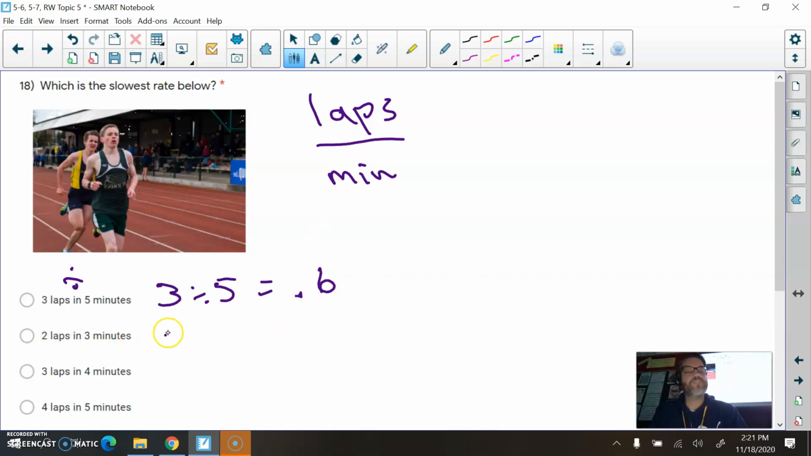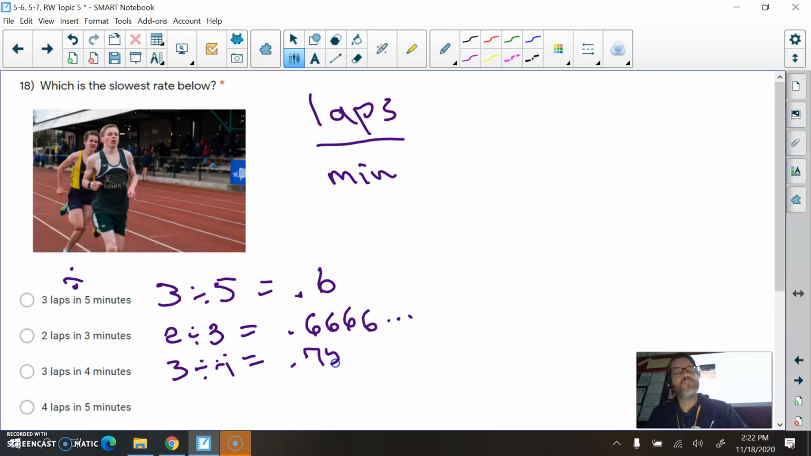If you divide 2 by 3, you're going to get 0.6 repeating laps per minute. If you divide 3 by 4, that equals 0.75 laps per minute. If you divide 4 by 5, you get 0.8 laps per minute. So which is the slowest rate?